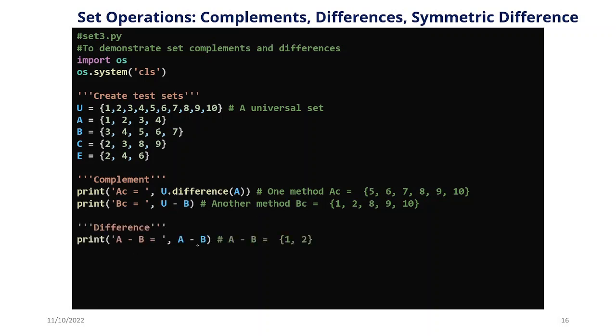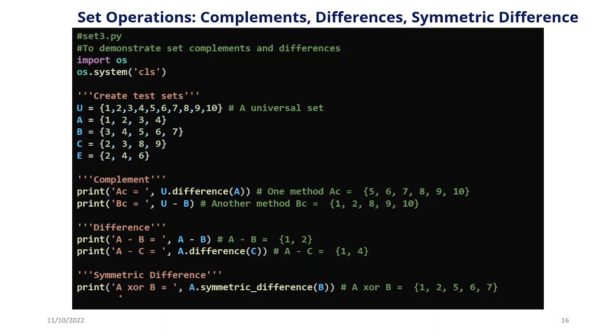The difference between set A and B is just A minus B. So we say print A minus B equal to A minus B, which will give us 1, 2, as we did before. Another method is to call the function or the method A dot difference C or whatever set. So A minus C can also be A dot difference C, and that gives us 1, 4.